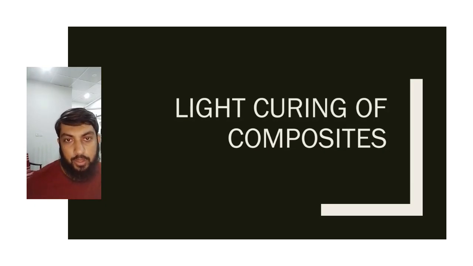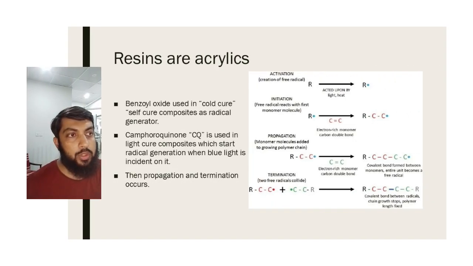Now we have done the etching. Now we have placed the bonding agent, either etch and rinse or self etch bonding agent. What we are going to do is use a light source. That light source is going to start the polymerization reaction of the light cure composites. As you can see from this image, benzoyl peroxide is used in cold cure composites, such as self cure composites, the composites which cure on their own, where we do not need any light source or heat source.